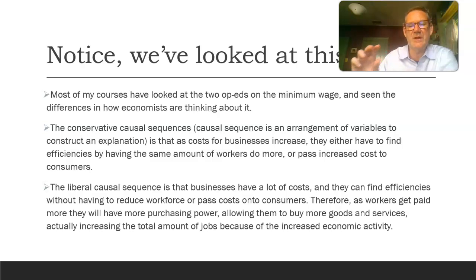The liberal causal sequence is that, well, first they kind of rebut the conservative one. Well, businesses have a lot of cost and they can find efficiencies without having to reduce workforce or pass costs on to consumers, right? Or even just take a little bit less profit, right? Like, okay, maybe just take a little less profit. Therefore, as workers get paid more, they will have more purchasing power, allowing them to buy more goods and services, actually increasing the total amount of jobs because of the increased economic activity.